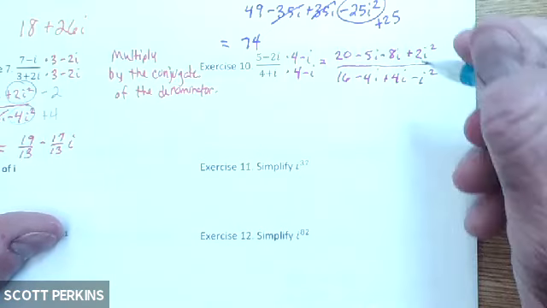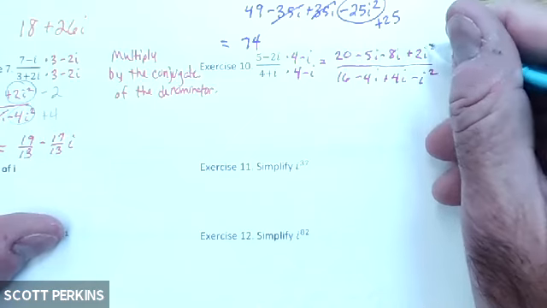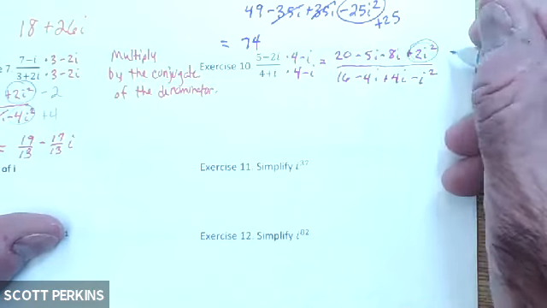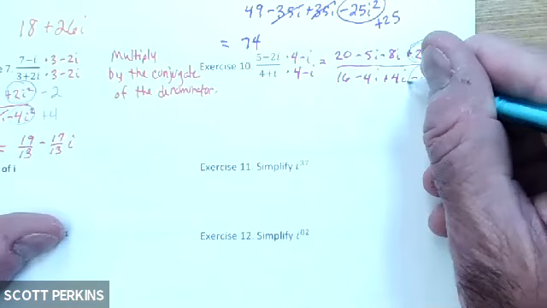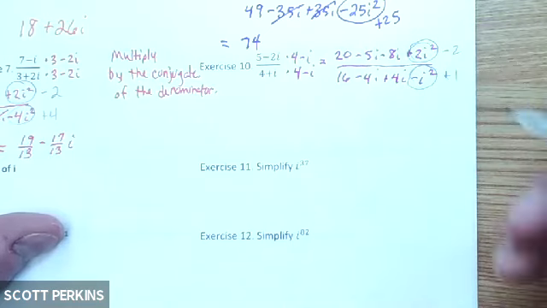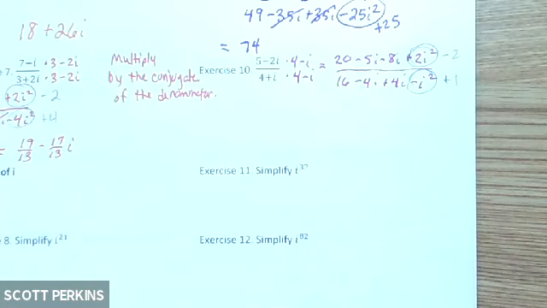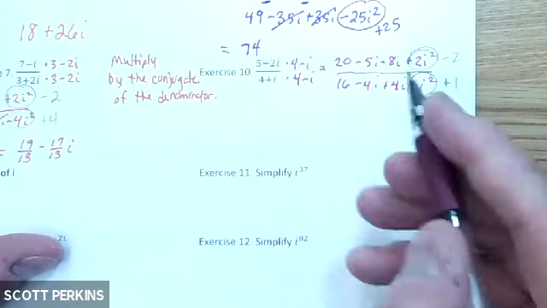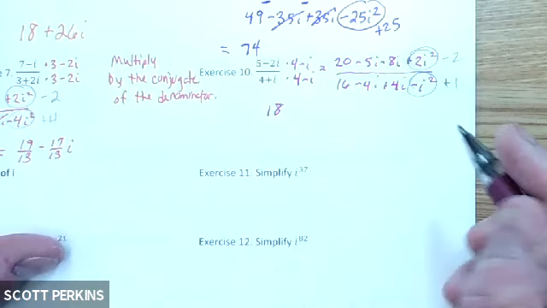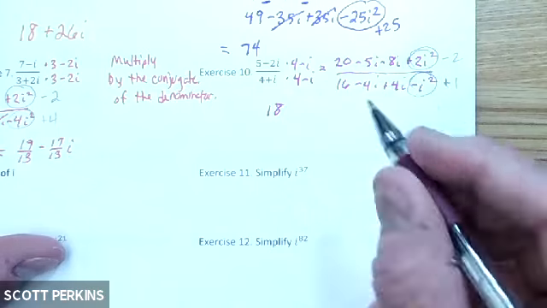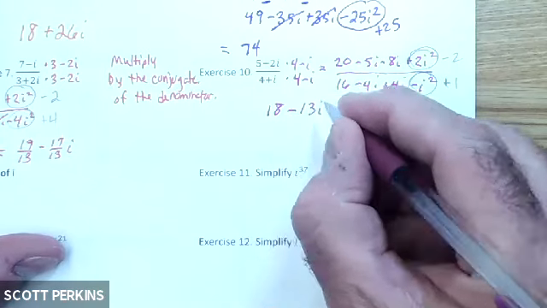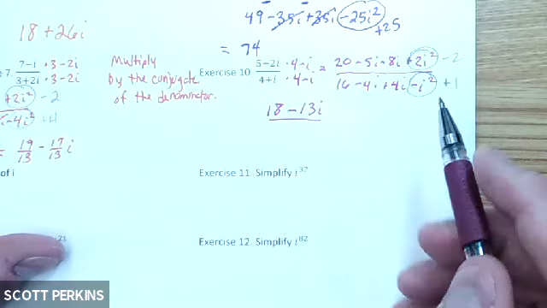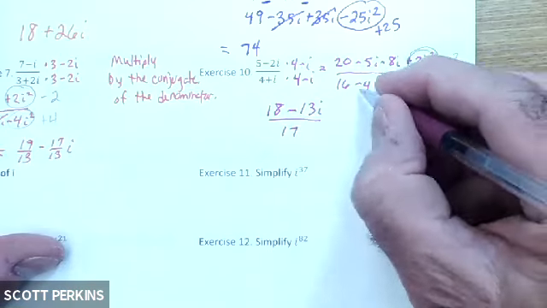Then hopefully what you said is, oh, I see those i squareds. They're exciting. The 2i squared right here becomes negative 2. And then the negative i squared becomes a plus 1. And finishing this up, in the top, the 20 minus 2 is 18. The negative 5i and negative 8i is negative 13i. The denominator, 16 plus 1 is 17. And the i parts cancel.